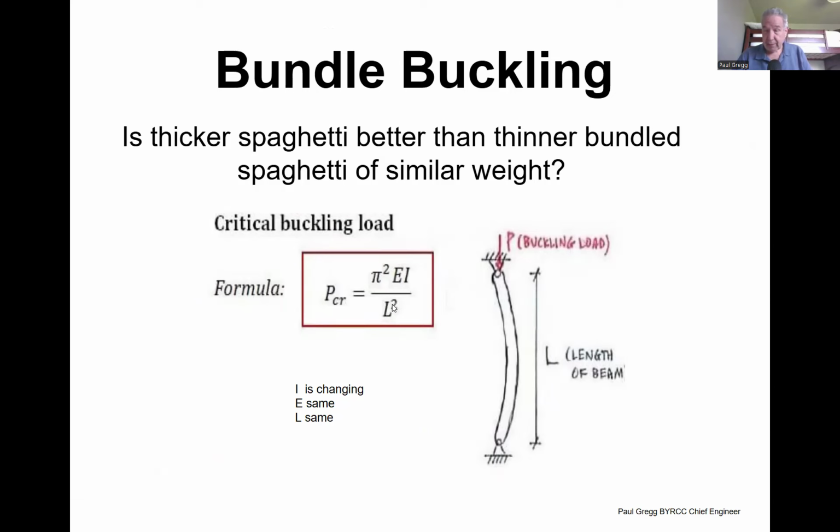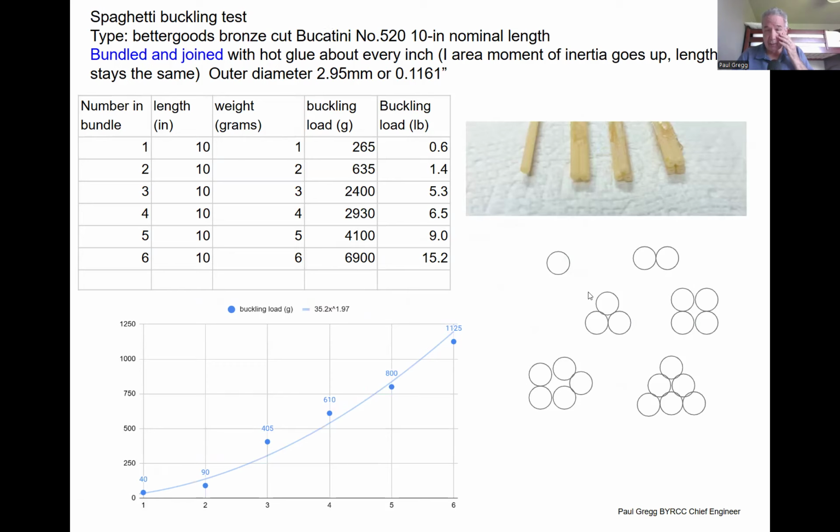And the length here in this kind of testing always stays 10 inches. So you can see I bundled the spaghetti together, bonded them together about every 1 inch, and these are the results. So number in the bundle up to 6. The buckling load goes quite a bit higher, of course, more than linear. So this is a nonlinear effect too, which, since we know how to calculate moment of inertia, we knew the bundled ones were going to be a lot better.